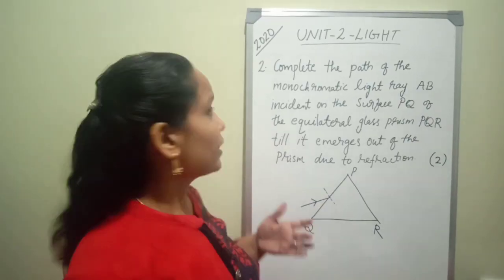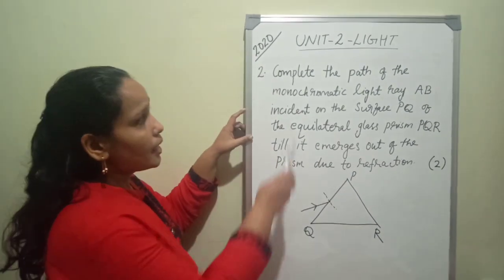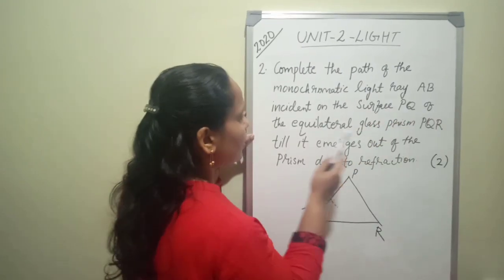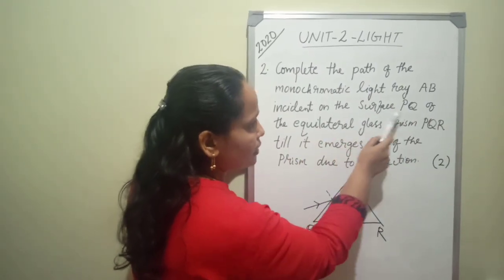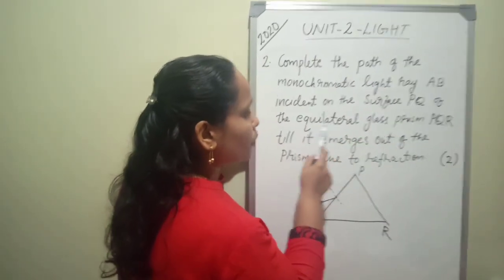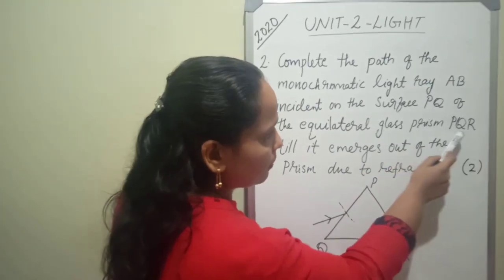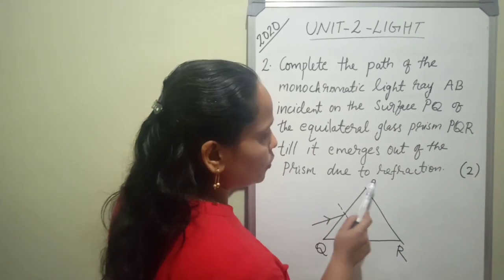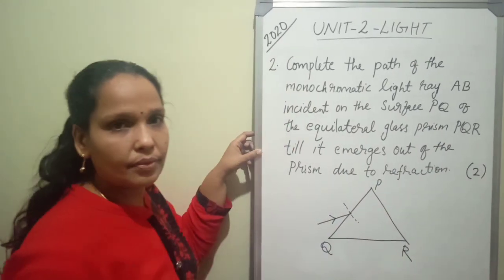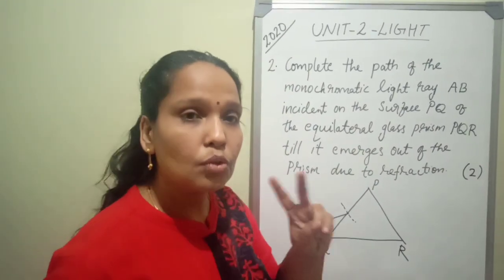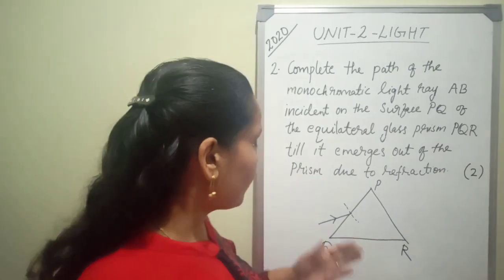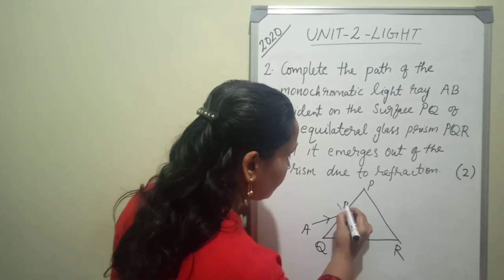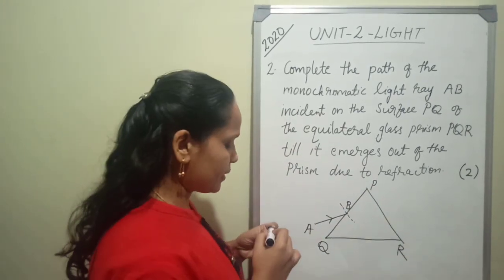Our next question in the 2020 paper is: complete the path of the monochromatic light ray AB incident on the surface PQ of the equilateral glass prism PQR till it emerges out of the prism due to refraction. This is also a 2-mark question. They have given the diagram. This ray is marked as AB. We have to complete this.